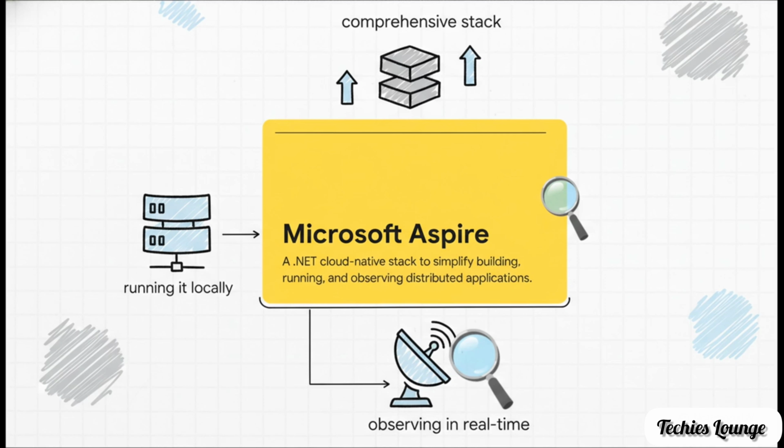Well, you can think of Aspire as a complete package. Its entire reason for existing is to simplify the three big stages of any distributed app's life. First, building the thing. Second, actually running it on your own machine. And third, being able to see what on earth it's doing with proper observability.